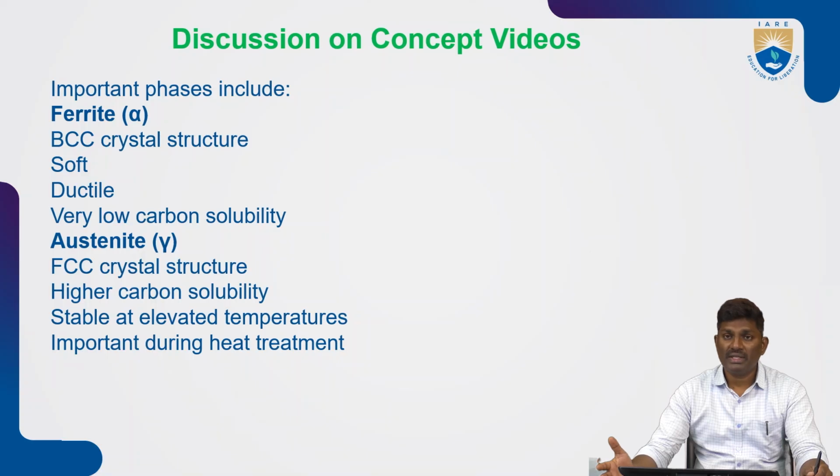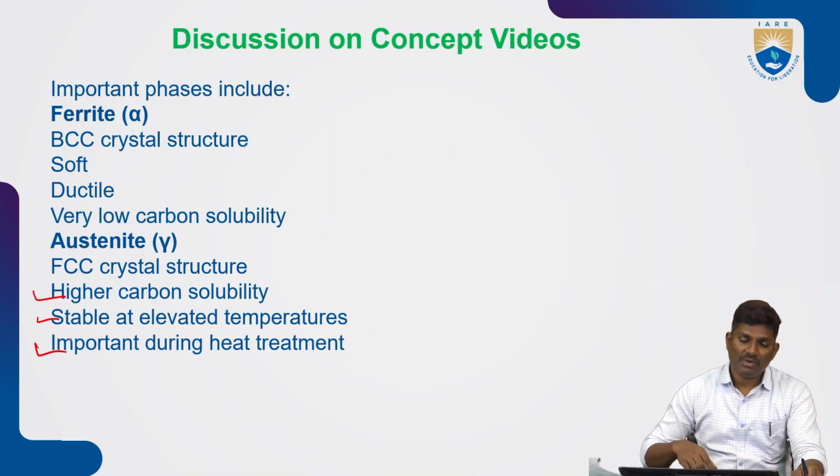Next, important phases which include ferrite and austenite. Ferrite has a BCC type of structure, it is soft, ductile, and has very low carbon solubility. The next one is austenite, which has an FCC type of crystal structure. It has very high carbon solubility, is stable at elevated temperature, and is important during the heat treatment process. So these are some of the important points which you need to understand for the phase diagrams, which include ferrite.